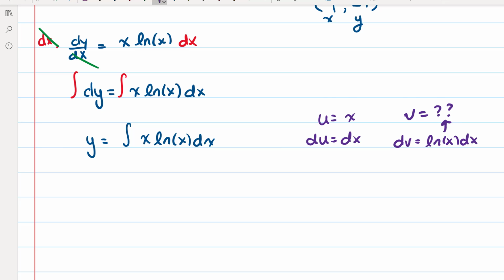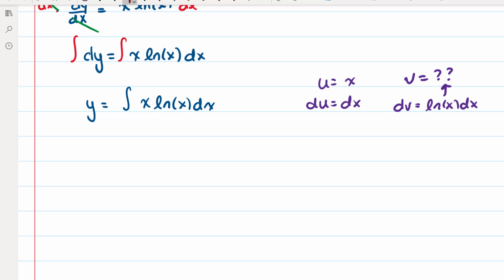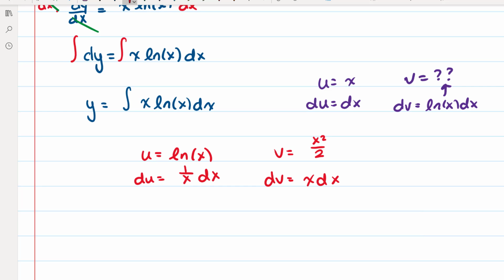But it's too complicated. So when you have the ln, you actually usually want to make the u equal to ln of x. It doesn't always work. It just comes from experience. You do a lot of these and you'll recognize which ones you want to make u and which one you want to make dv. So du is 1 over x. And then my dv is going to be x dx. So my v is x squared over 2 plus c, but we don't need to write that.